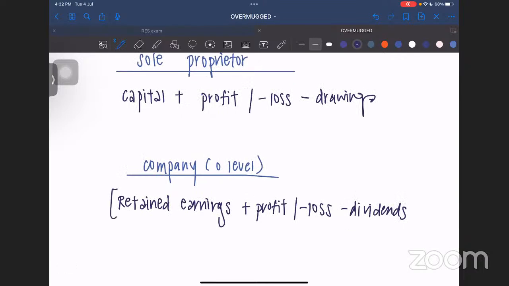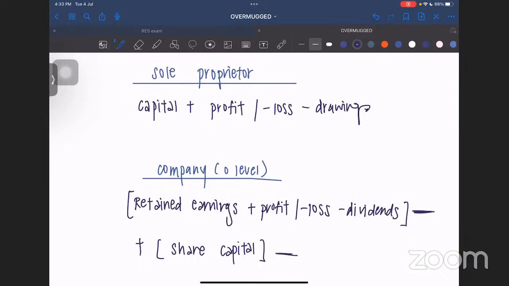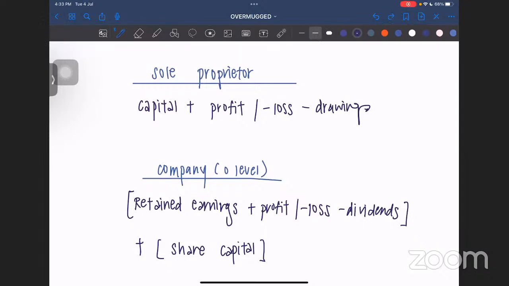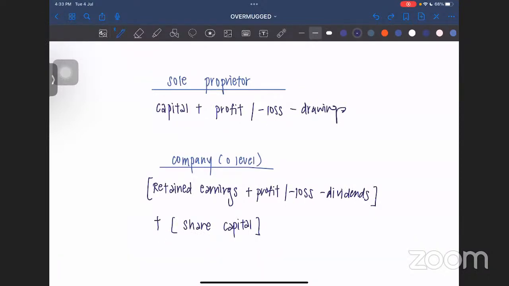Then on top of that, for company, we have another layer of equity, right? Which is the share capital. So you have two portions for company. You have the retained earning part, and then you also have the share capital part. You need to know this formula when we are calculating the equity section afterwards. So this is for equities. This one is very important to know. Can?